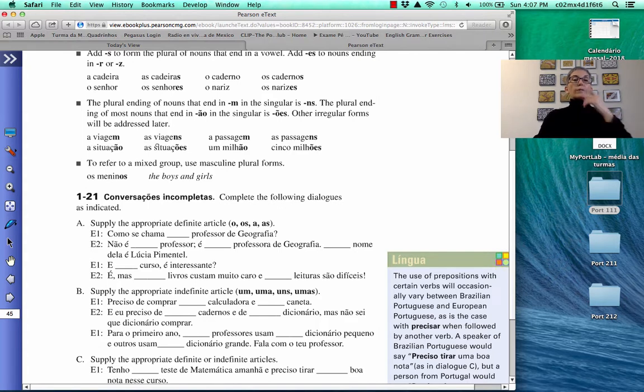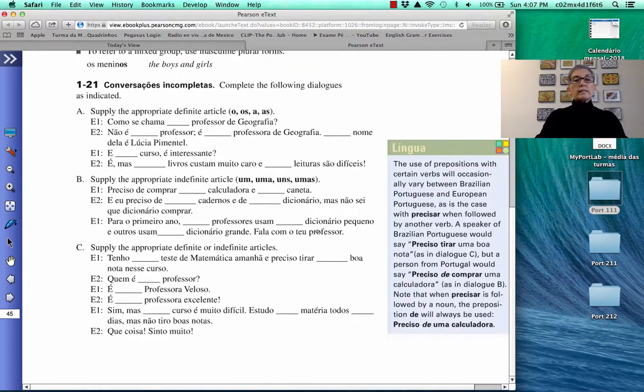The plural, if the word ends with an M, I have already told you this, the plural changes to, so viagem, viagens. Passagem, né? The ticket, the tickets, okay? Passagens. A situação, plural, situações. Milhão, milhões. Usually the plural of milhão is ões, okay? But you have other endings as well.